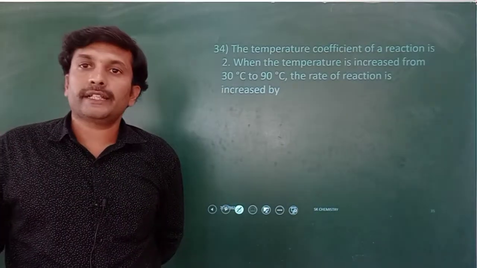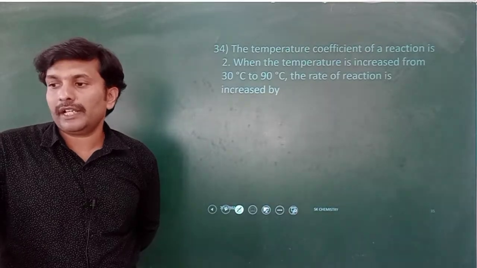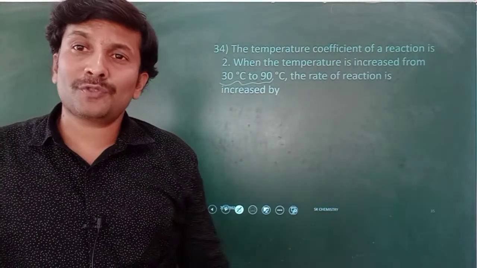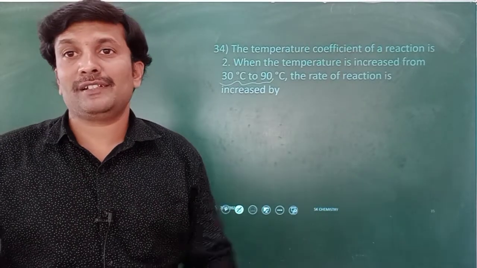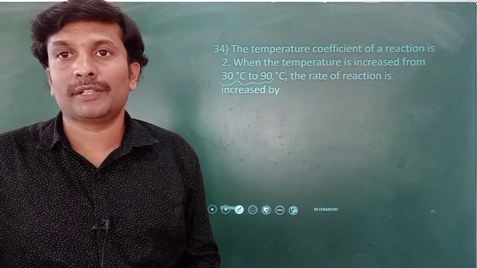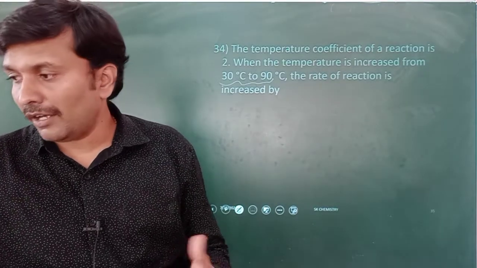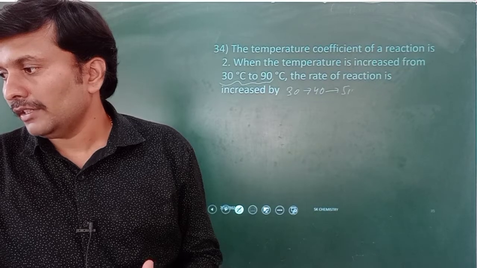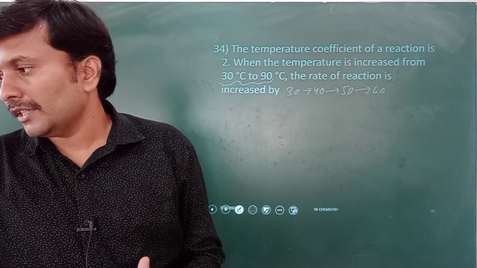Next, the temperature coefficient of a reaction is 2. So this is quite interesting. Most of the students will go wrong in this while calculating it, because they do 90 minus 30. 90 minus 30 is how much? 60. Are you getting it? Or else, if you are getting confused, 30 to 40, 40 to 50, then 50 to 60. Write it like this.